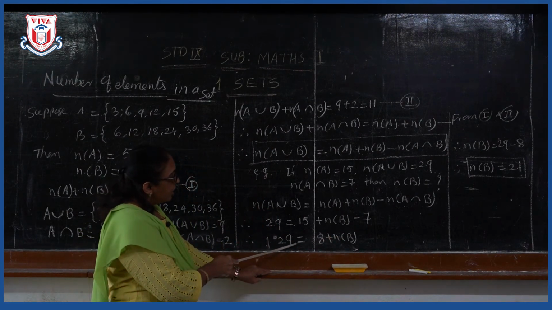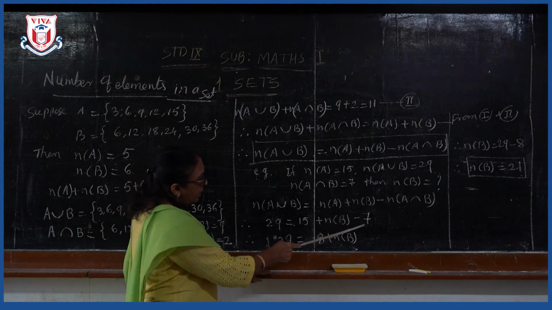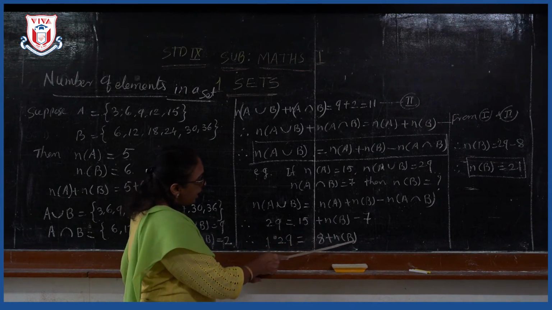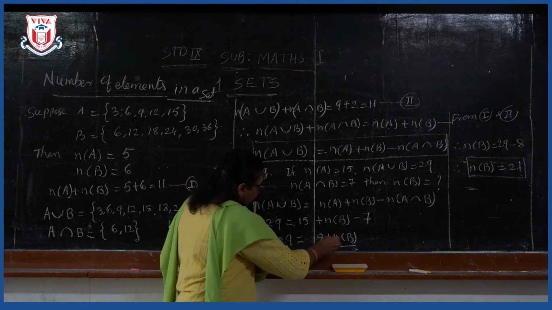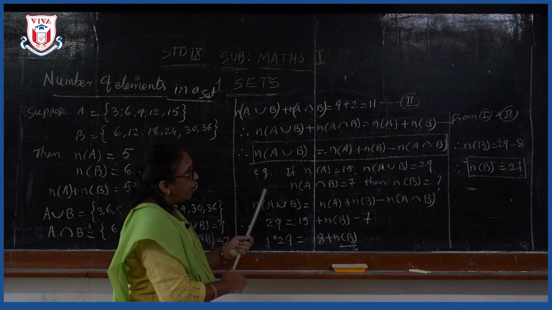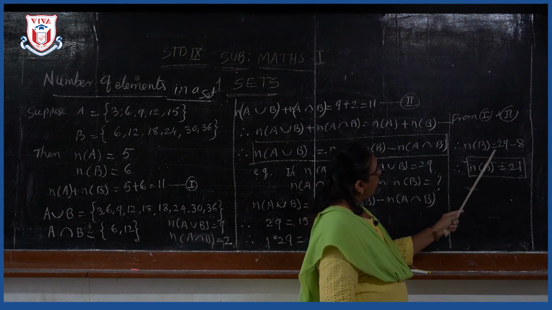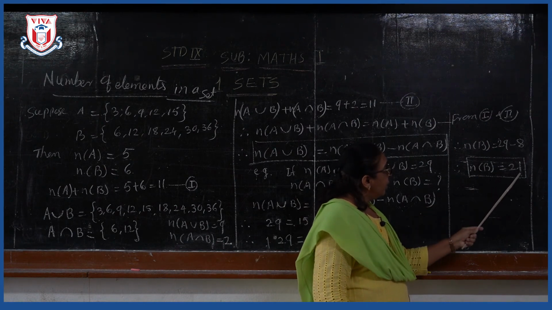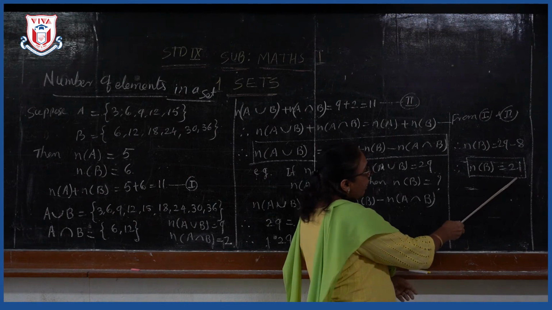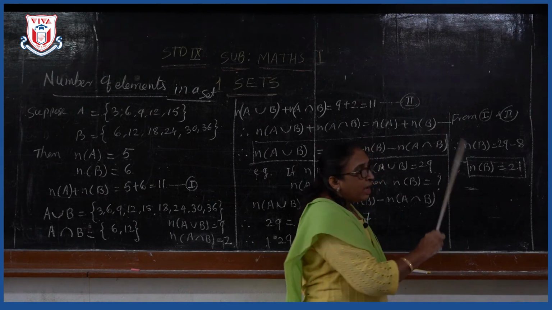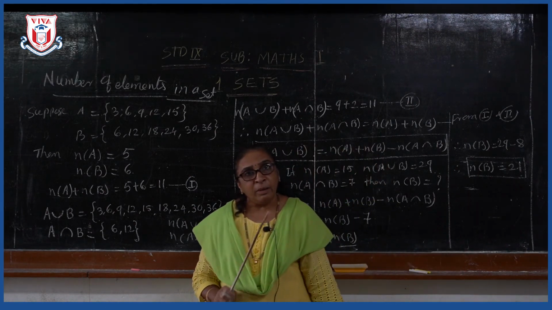So 29 is equal to, this 15 minus 7 is 8, plus n of B. So n of B will be equal to what? 29 minus 8, and 29 minus 8 is equal to 21. So n of B is 21. You have to highlight the answer in a rectangular box.